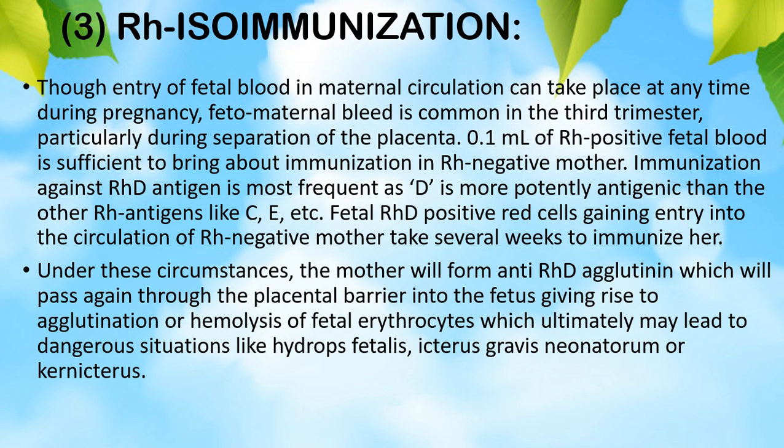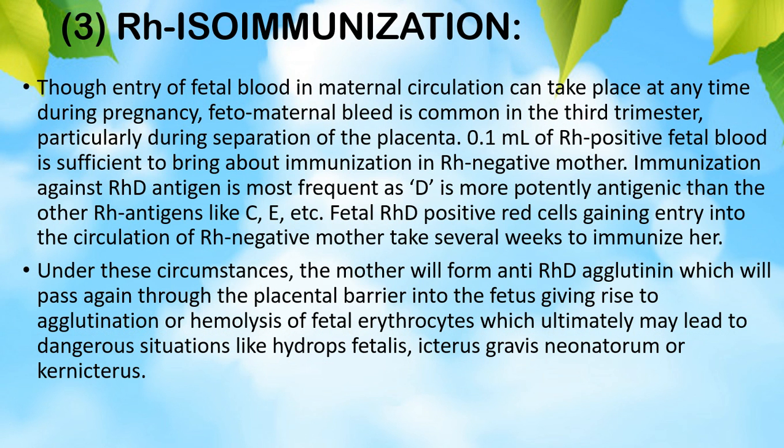Next is Rh isoimmunization. Though entry of fetal blood into maternal circulation can take place at any time during pregnancy, because of any injury to the placenta, and after the separation of the placenta, this is when fetal blood may enter the maternal circulation. Fetal-maternal bleed is common in the third trimester, particularly during separation of the placenta, or due to some invasive procedure. So 0.1 ml of Rh positive fetal blood is sufficient to bring about immunization in an Rh negative mother.